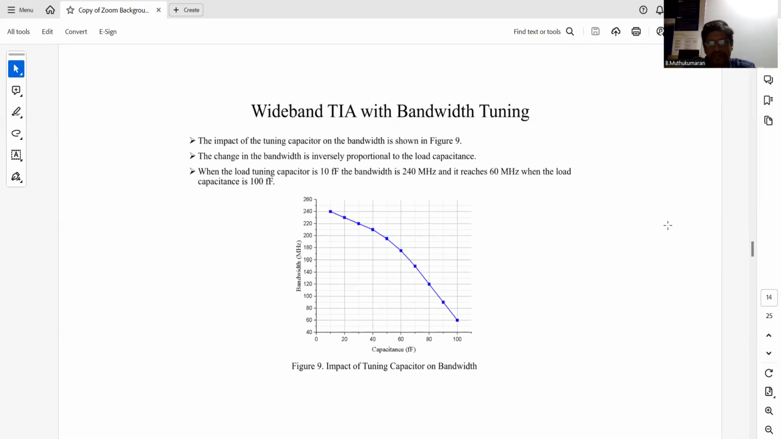And this figure shows the impact of the tuning capacitor on bandwidth. The change in the bandwidth is inversely proportional to the load capacitor. When the load capacitance is 10 femtofarad, the bandwidth is 240 megahertz, and it reaches 60 megahertz when the load capacitance is about 100 femtofarad.